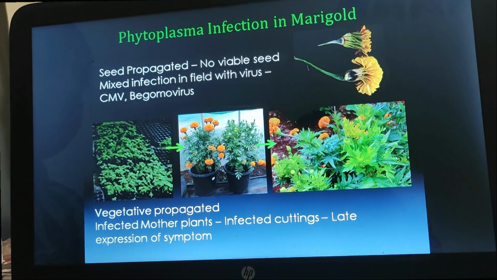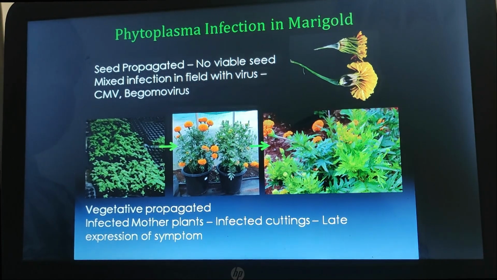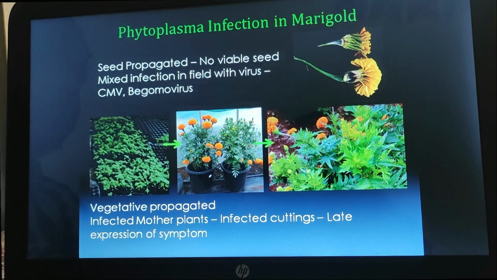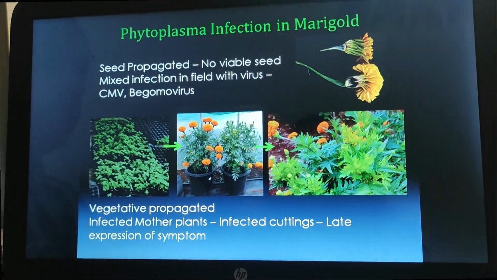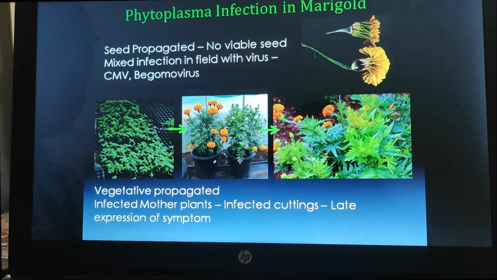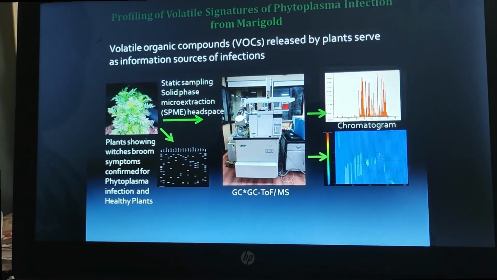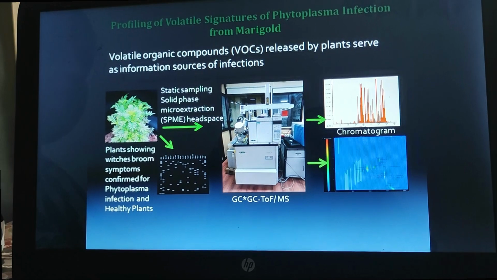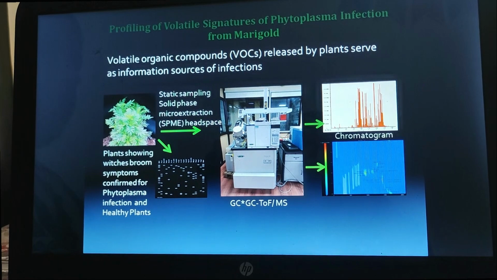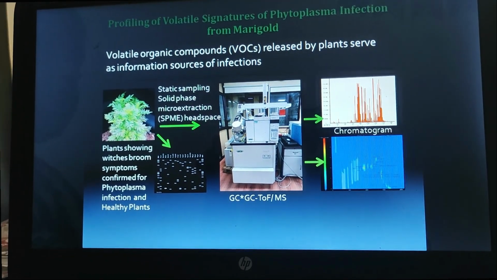Another problem in the identification of Phytoplasma infection in the field is mixed infection with viruses and other nutrient deficiencies, often confused with Phytoplasma infection. So keeping this in view, we have explored some strategy for identification of the Phytoplasma infection in the field at an early stage. We are all well aware that volatile organic compounds released by the plants serve as information sources of infection, and these involve some plant defense chemicals and anti-herbivore communication chemicals, etc.